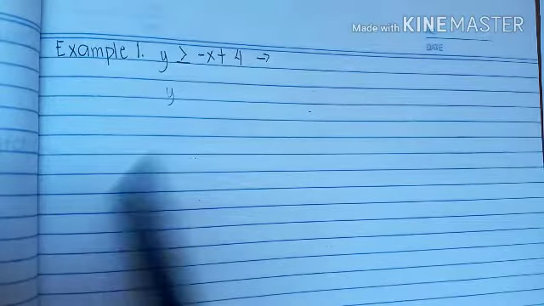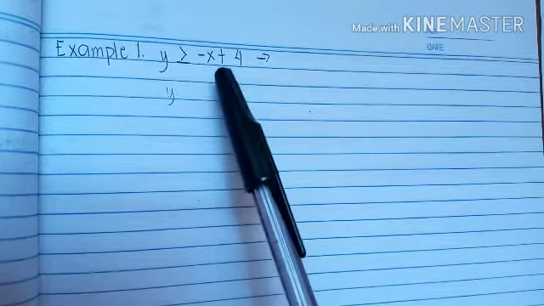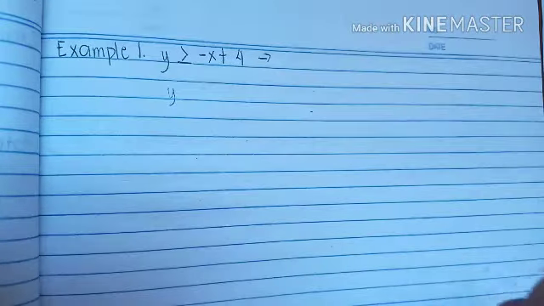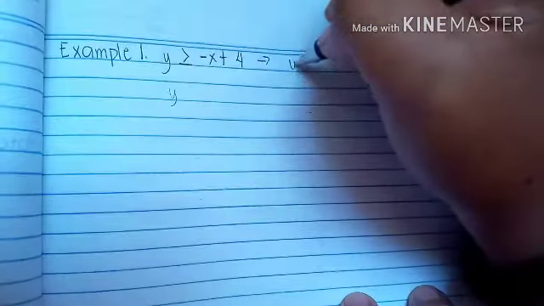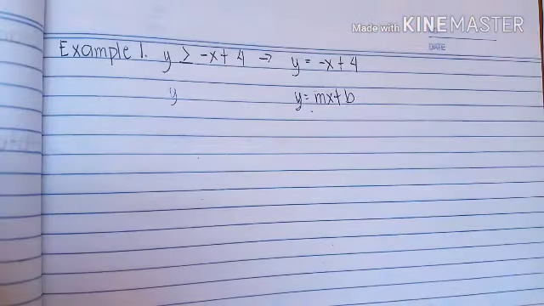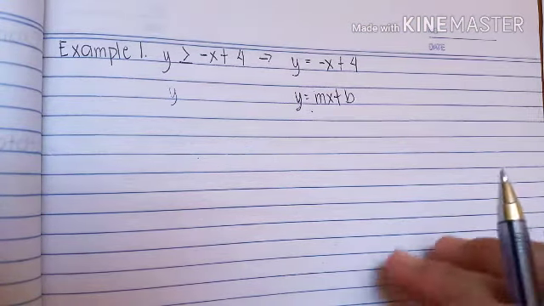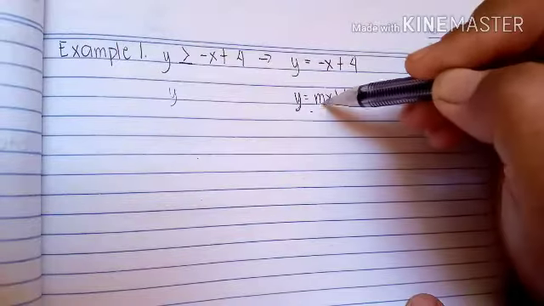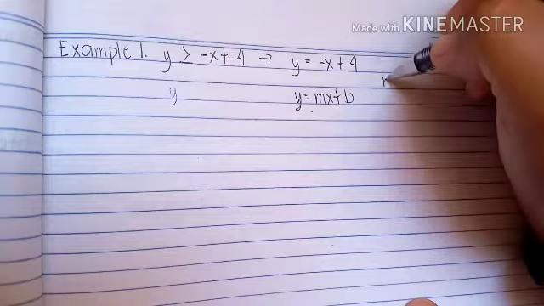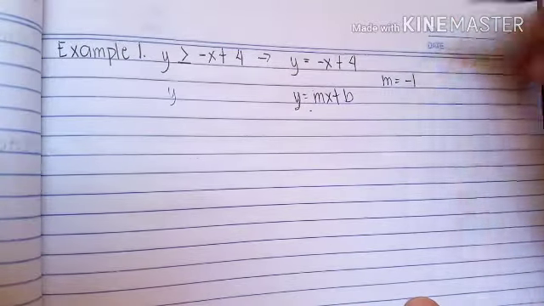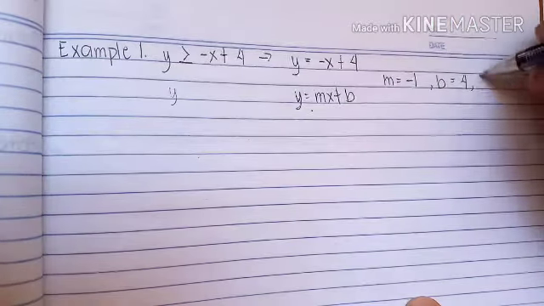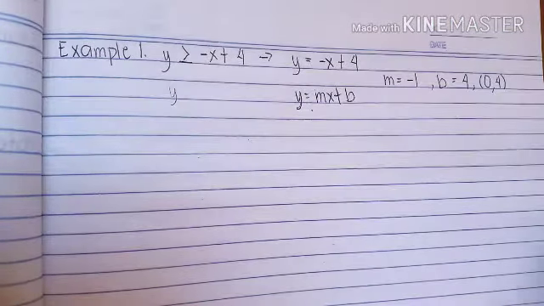For example, number 1, we have here y ≥ -x + 4. Since our step 1 says we're going to change first the inequality sign to an equal sign, that would become y = -x + 4. Let's try to use the slope and y-intercept form to graph this one. Your m, which is your slope, for this problem is -1, and your b is 4, and that would give us (0, 4) as our starting point.